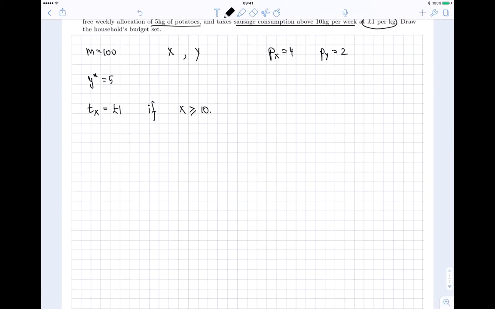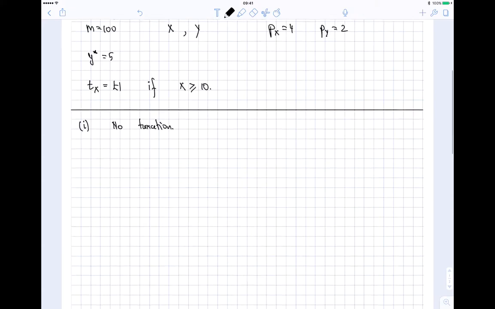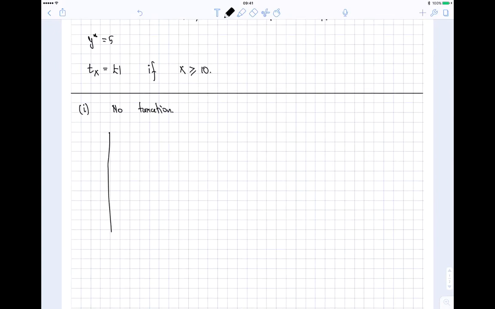Right. So, Drew, what is your thinking on this? How would you go about this? Let's start with the first one where there's no taxation. I did 4x1 plus 2x2 less than or equal to 100. That's going to be the budget set. If you wanted to do just the budget constraint, you would simply equalize those two, right?